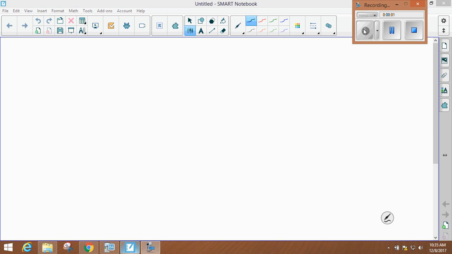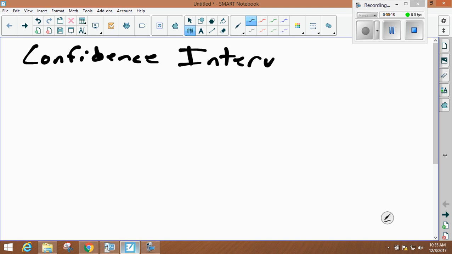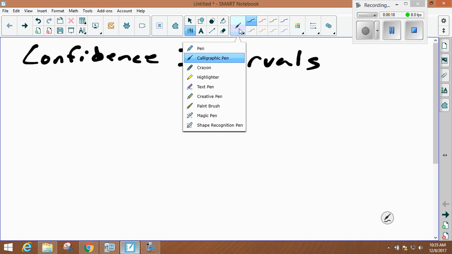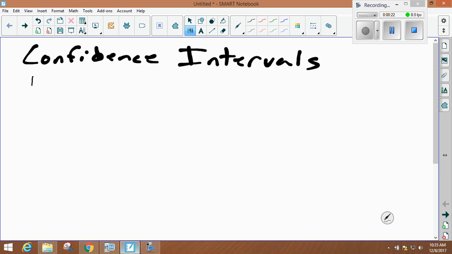Our fourth lesson in Module 4, where we're going to look at confidence intervals. One might say that we are going to be estimating with confidence.